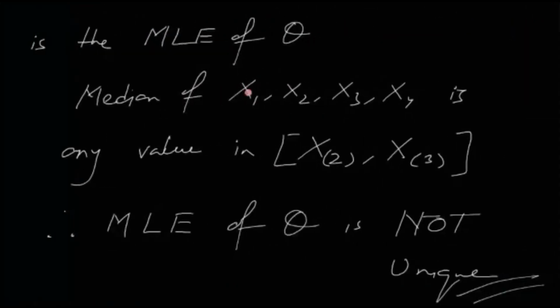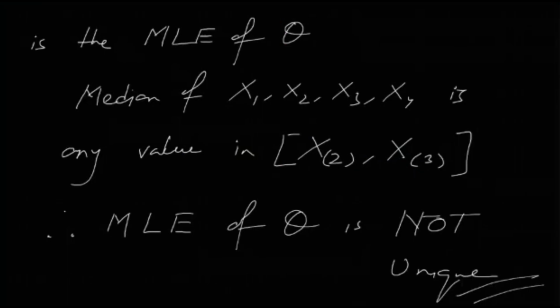But since there are four values, the median can be anything in between X order 2 and X order 3, the middle two values, right? It can be anything. Since the median can be any quantity between these two values, that means the MLE of theta is not unique. MLE does exist, but it is not unique, right? Any value between X order 2 and X order 3 can be an MLE of theta, right?